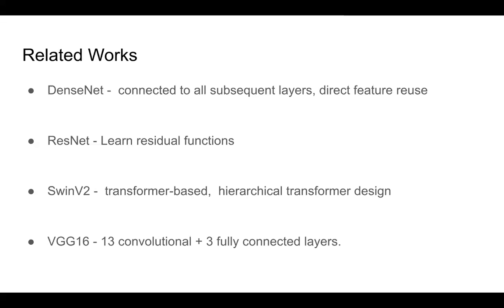The model we use is Swin V2, which is a transformer-based architecture for computer vision problems. It uses shifted windows in a hierarchical transformer design to lower the computational cost of self-attention. The last model we use is VGG16, which is another deep network that consists of 13 convolutional layers plus 3 fully connected layers. Our custom model is based on this VGG16 architecture.